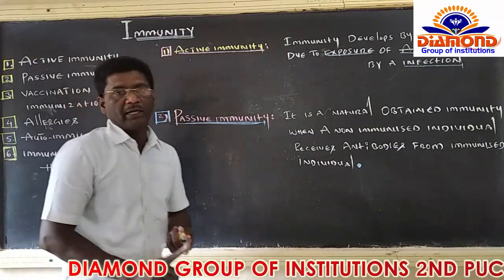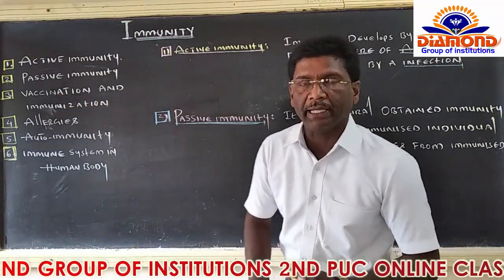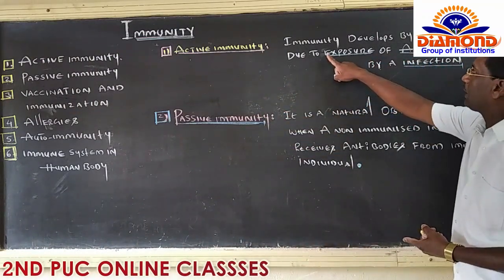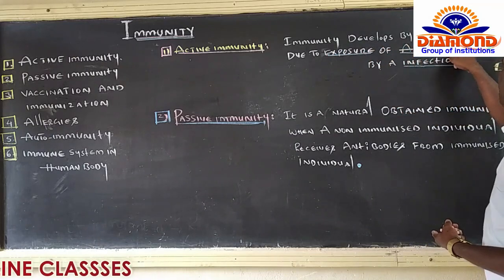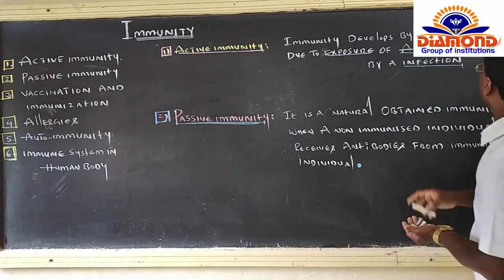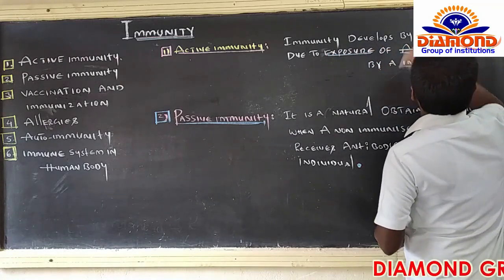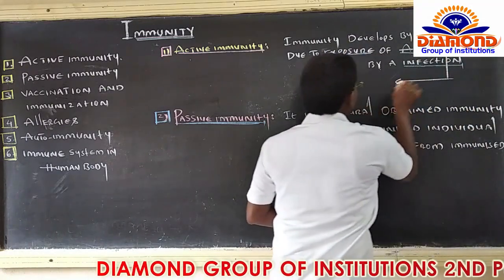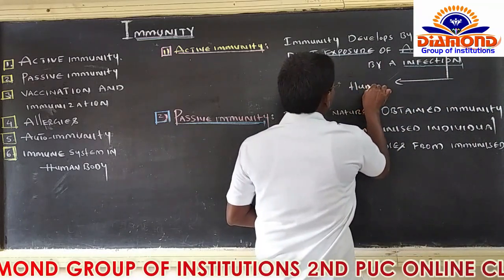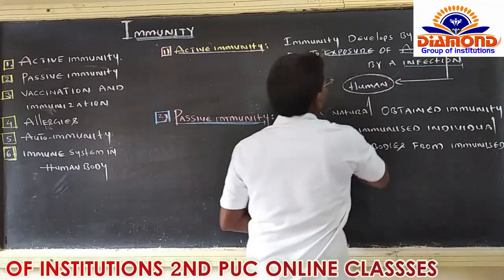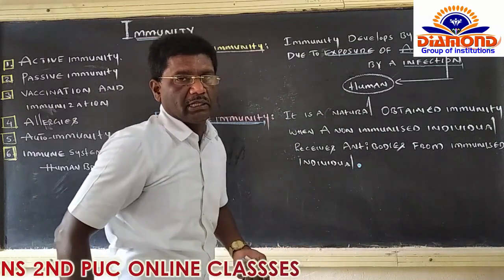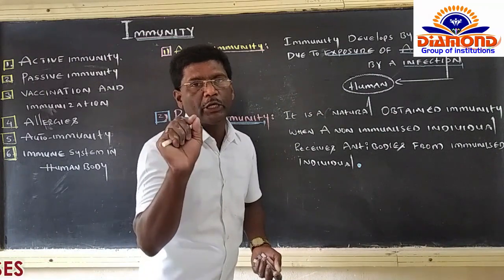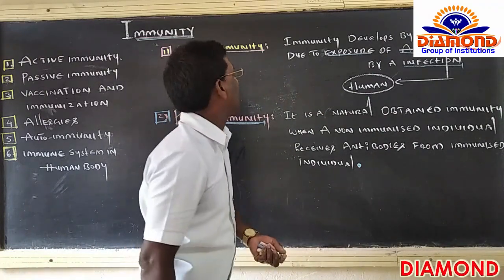First of all, I would like to give the explanation of what is meant by active immunity. Regarding active immunity, I made it very clear. Have a look here. Immunity develops by an individual. You have to remember here, wherever I use the word individual, we are supposed to understand one organism, a human being's body. That is the meaning of individual. Wherever I use the word individual, it means human beings. That's what you are supposed to understand here.